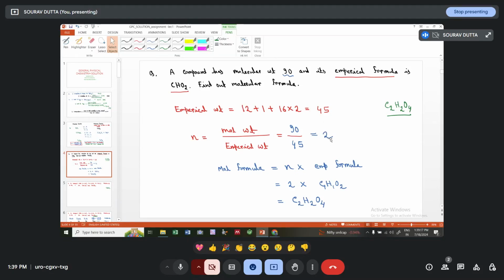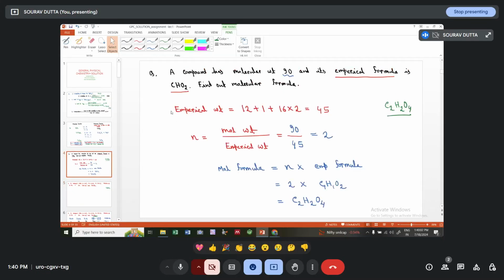If this value is not exactly 2, suppose 1.98 or 1.9, we can assume it as 2 because in this formula n is a positive integer. So molecular formula equals n into empirical formula. Our empirical formula is given, CHO2, and the n value is 2. So just multiply this value with the corresponding stoichiometry. So C2, 2 into 1, 2, H, 2 into 1, 2, and in the case of oxygen, 2 into 2 equals 4. So C2H2O4. This is your molecular formula and the simplest ratio of this is CHO2. This is your empirical formula.